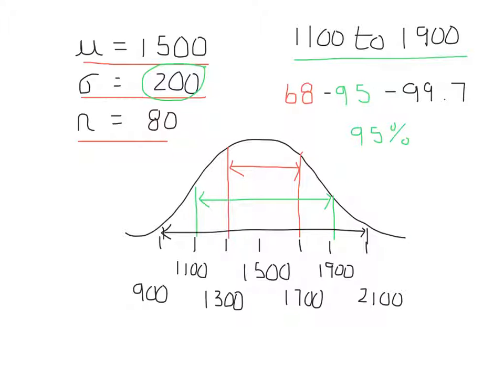So all we have to do is take that 95% expressed as a decimal, which is 0.95. We always change a percent to a decimal by moving it 2 places to the left, and multiply that by the number of farms, in this case 80. That would be equivalent to 76 farms that we would expect would have land and building values per acre between $1,100 and $1,900.